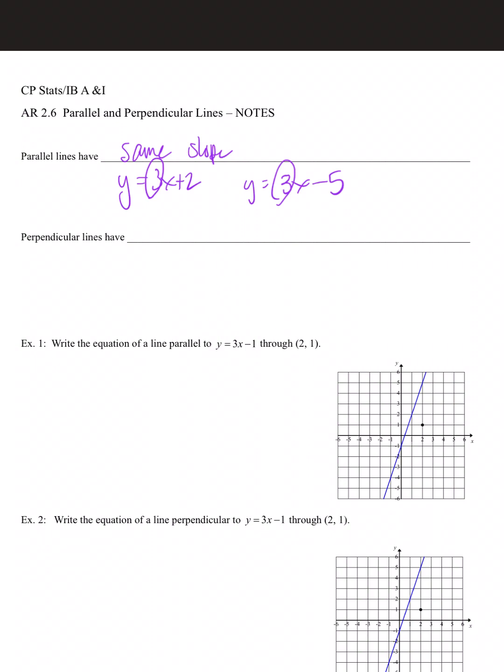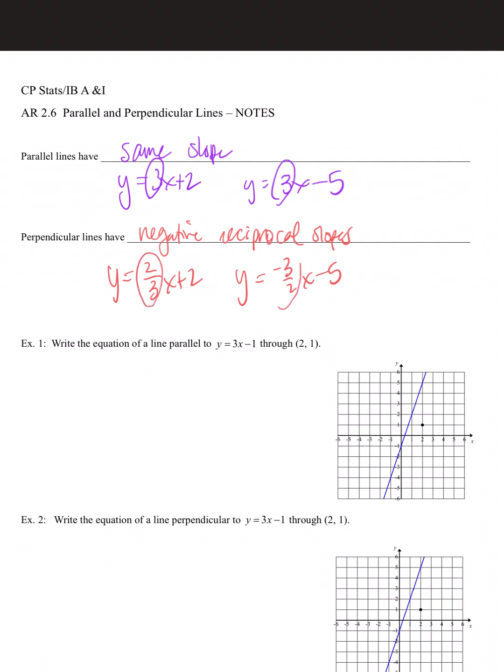Perpendicular lines have negative reciprocal slopes. So if this one was 2/3 x plus 2 and this was negative 3/2 x minus 5, 2/3 and negative 3/2 are negative reciprocals.